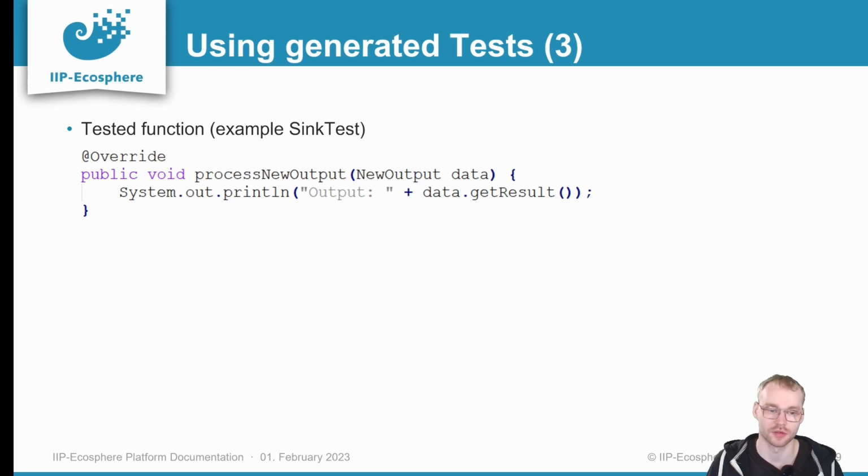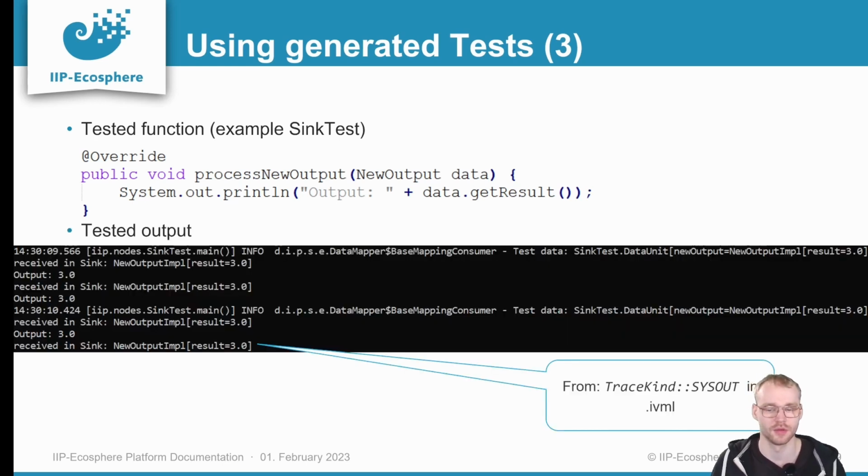How does this look on our console? If we look at this, in the output we have multiple things we can see. We have first test data sync test data unit, which just says what we input. So new output is a new output input with a result of 3.0. Then we have received in sync, which is derived from us defining in the IVML, like you should have seen if you're watching this video, trace kind sysout for the sync service. And below that we have output 3.0, which is our system out, which we can observe here.